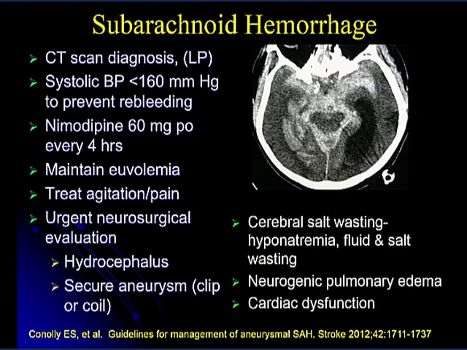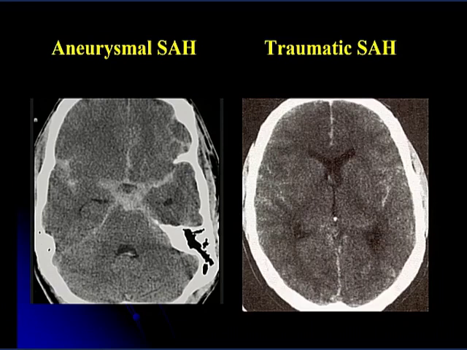Now, urgent neurosurgery and endovascular evaluation by an interventionalist for securing the aneurysm, and the surgeon is also for hydrocephalus. I'm just going to mention a little bit about some of the complications. It's important to recognize that when you see a lot of blood at the base of the brain, it's typically aneurysmal. If you see it over the convexities, it's more likely traumatic.